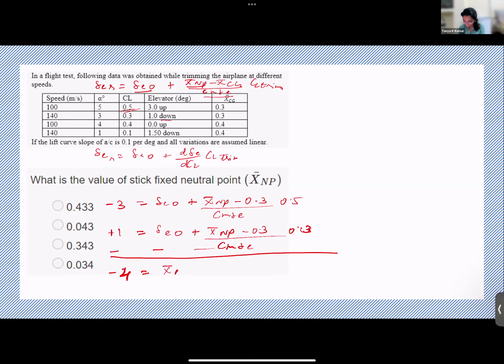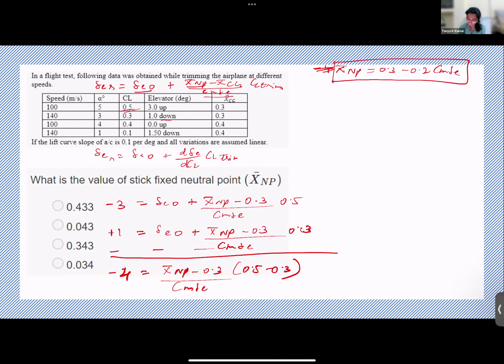And you have x bar np minus 0.3 by cm delta E. These are the common terms. And you have 0.5 minus 0.3. Okay, so what do you get? You get minus 4. Or if you just write it in terms of x bar np, you get it as 0.3 minus 0.2 cm delta E if you solve it. Okay, so this is one equation.